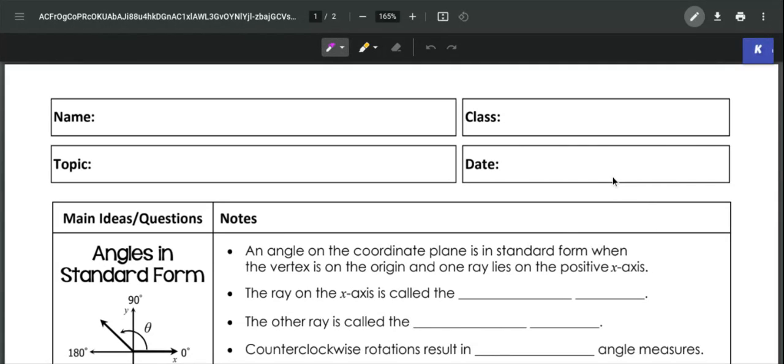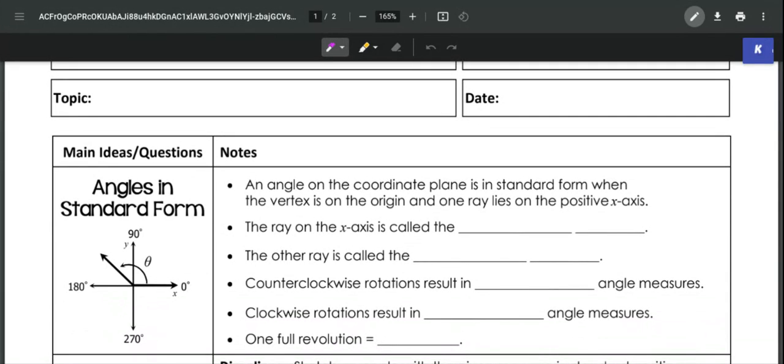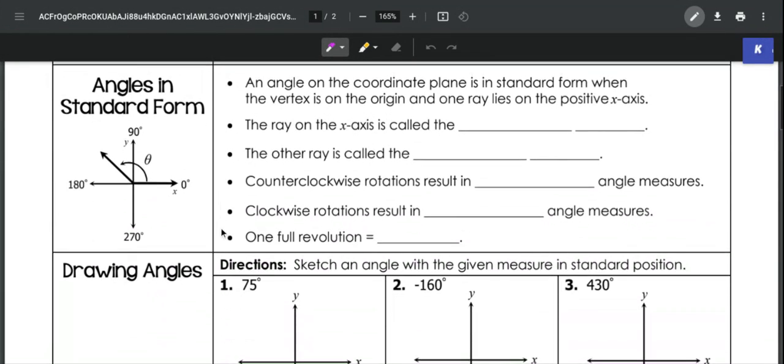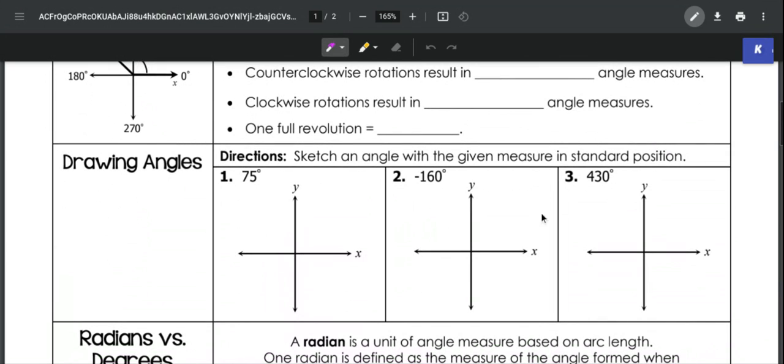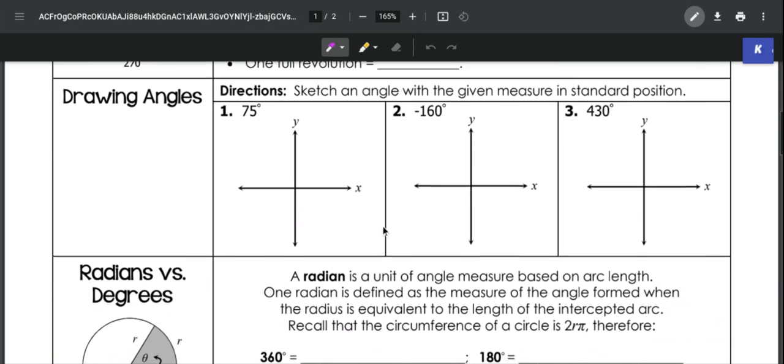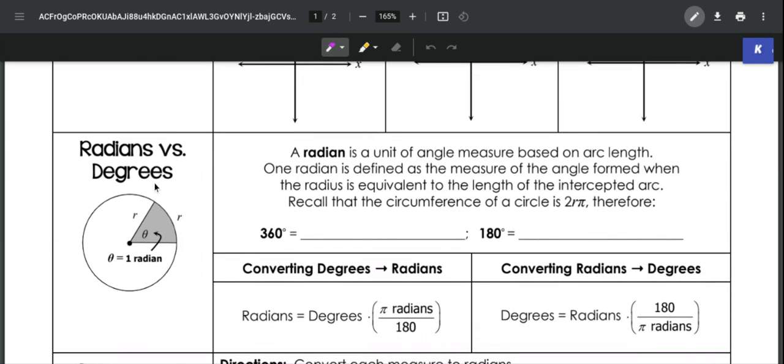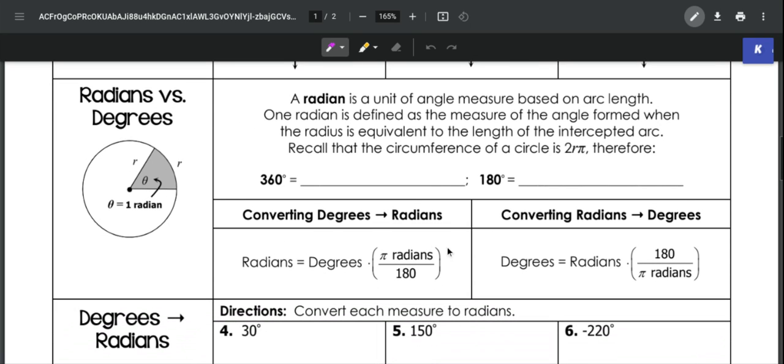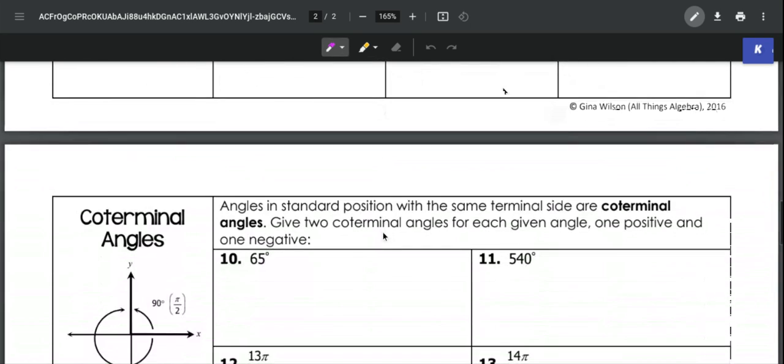All right, so 10.3 is dealing with a couple different things. We're going to be looking at angles in standard form and just kind of labeling some things. We're going to be drawing, or sketching, a little bit of angles, which is not too bad. We're going to talk about something called radians. Then we're going to look at going from degrees to radians and radians to degrees.